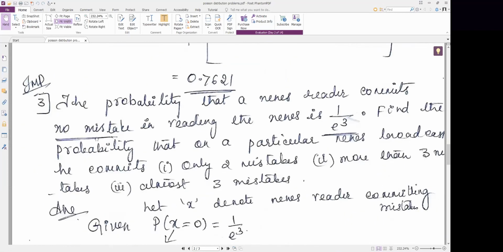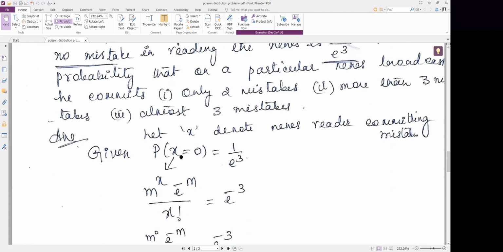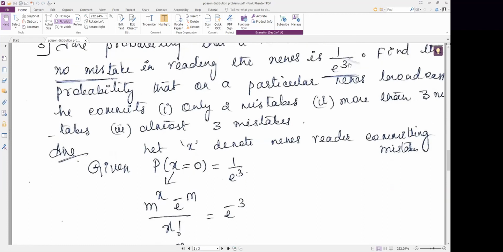Now the next question. The probability that a news reader commits no mistake in reading the news is 1 by e power 3. Find the probability that on a particular news broadcast, he commits only 2 mistakes, more than 3 mistakes, at most 3 mistakes. Now let x denote what? We need the probability of a newsreader committing mistakes. So x denotes the newsreader committing mistakes. They have given the probability of no mistake, that is P of x equal to 0, as 1 by e power 3.